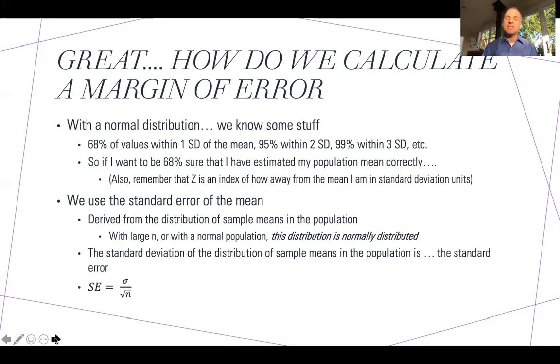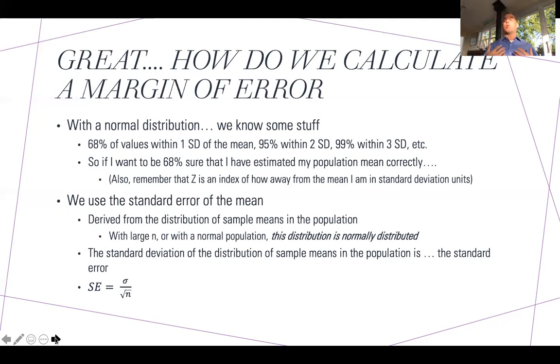If I want to be 68% sure that I have estimated my population mean correctly, which is to say that I have constructed a confidence interval that includes the population mean, then I would use 1 standard deviation, right? I'd make sure that my margin of error is 1 standard deviation. And then if it's 1 standard deviation away from the sample mean, I'd say, well, I'm 68% sure that my population mean is inside of that.